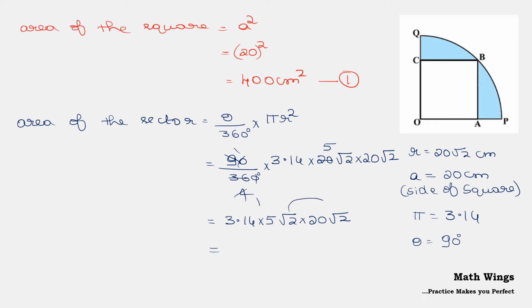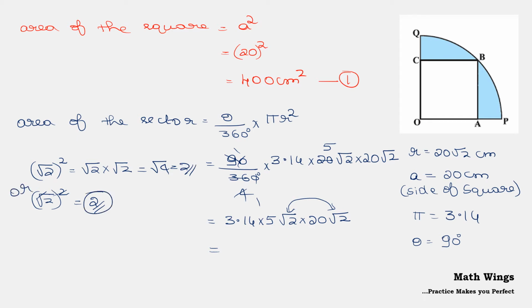What is root 2 into root 2? We know that root 2 whole square is equal to root 2 into root 2, or when we take root 2 whole square, the root and the 2 get cancelled, that is equal to 2. Also, root 2 into root 2 is root 4, that is equal to 2. So we can use any of these two. So the answer here is 2.